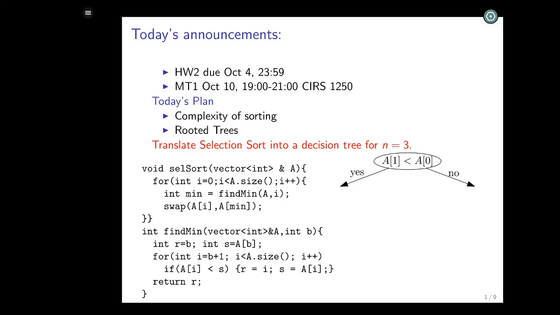Okay. So the announcements for today are that there's homework number 2, and it's due October 4th, which is the end of this week. And there's also a midterm number 1, which implies that there's a midterm number 2. And that's happening October 10th. And we will be in CIRS 1250.